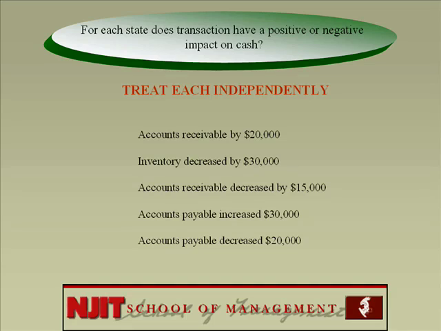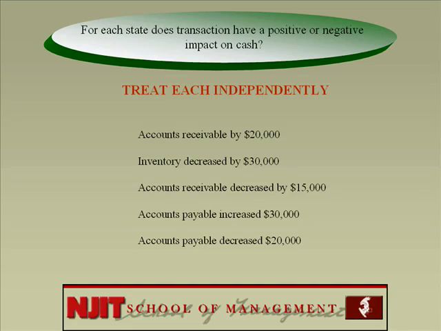Inventory decreased 30,000. According to the rules, that's good. Inventory is an asset. Inventory decreased, that means what happened? They sold it. That's why it decreased, because it was sold. So that's good for cash.